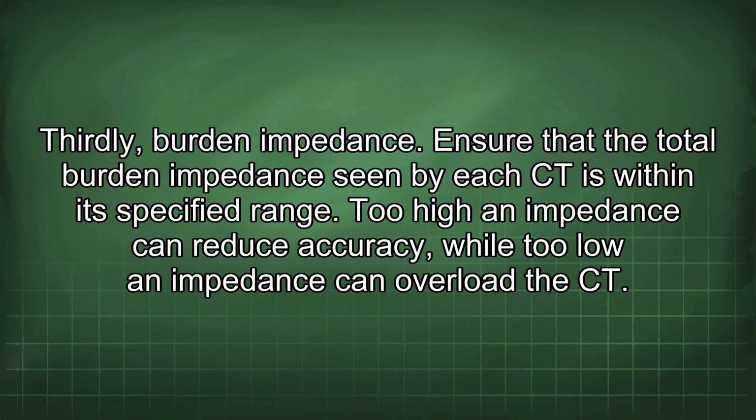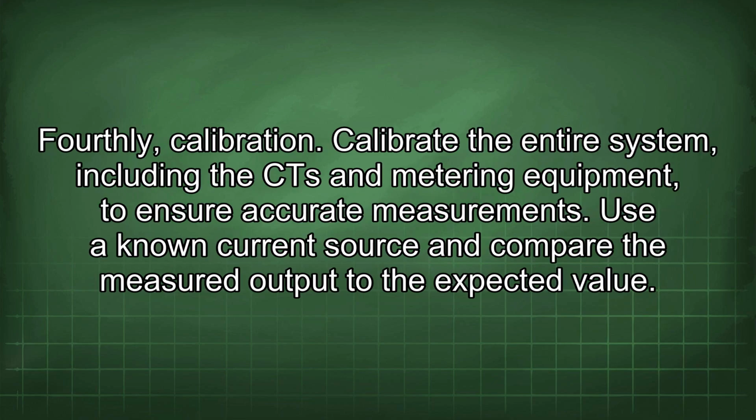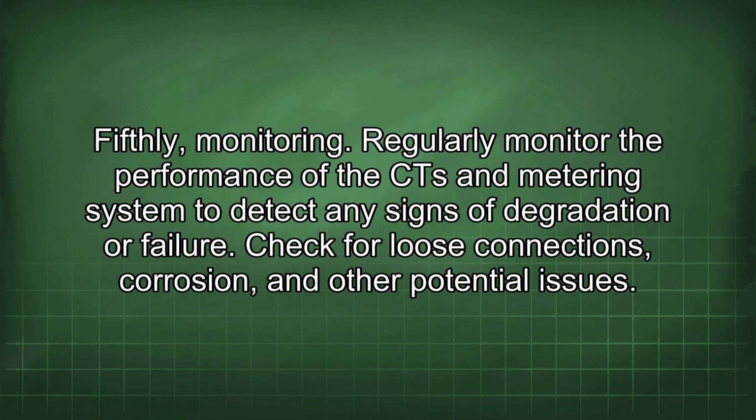Thirdly, burden impedance. Ensure that the total burden impedance seen by each CT is within its specified range. Too high an impedance can reduce accuracy, while too low an impedance can overload the CT. Fourthly, calibration. Calibrate the entire system, including the CTs and metering equipment, to ensure accurate measurements. Use a known current source and compare the measured output to the expected value. Fifthly, monitoring. Regularly monitor the performance of the CTs and metering system to detect any signs of degradation or failure. Check for loose connections, corrosion, and other potential issues.